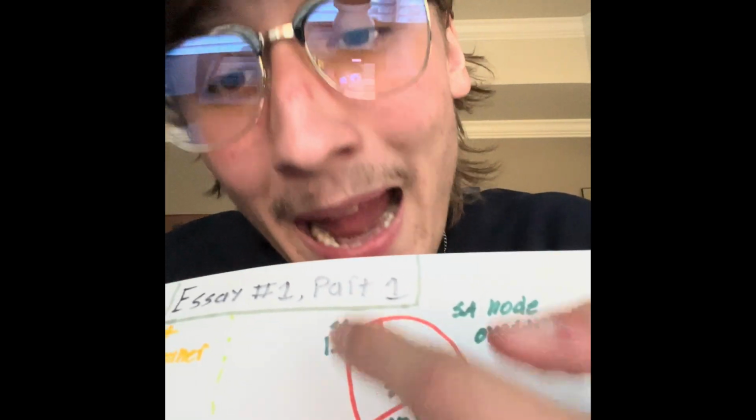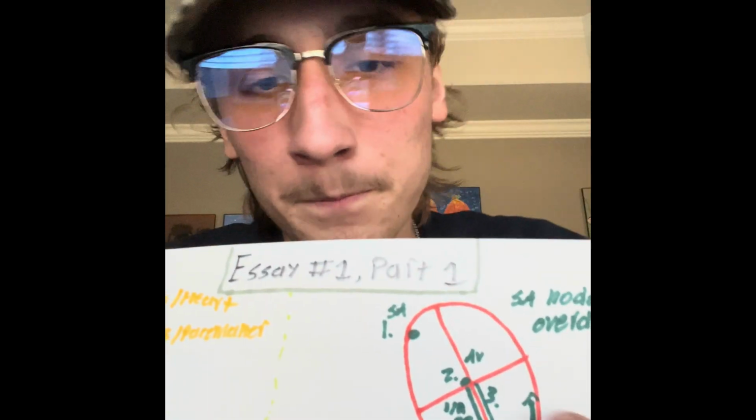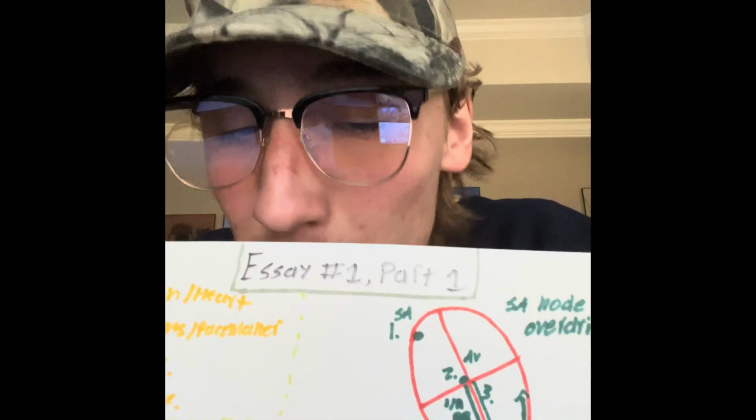But then if the AV node fails as well, and the SA node fails, then the right and left bundle branches will be responsible for initiating that electrical signal. But these are slower than the AV node. But then if the left and right bundle branches fail as well, then the Purkinje fibers are going to take over. And these are going to be the heart's last rescue mechanism to really send these electrical signals throughout the course of the heart. Purkinje fibers are the slowest of all of them.